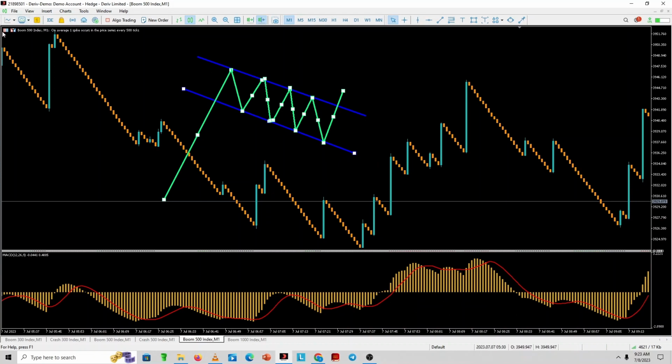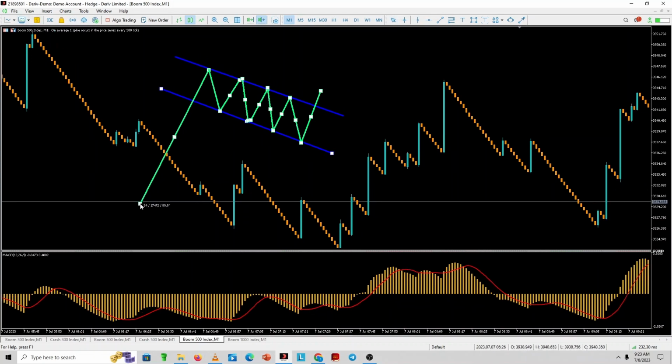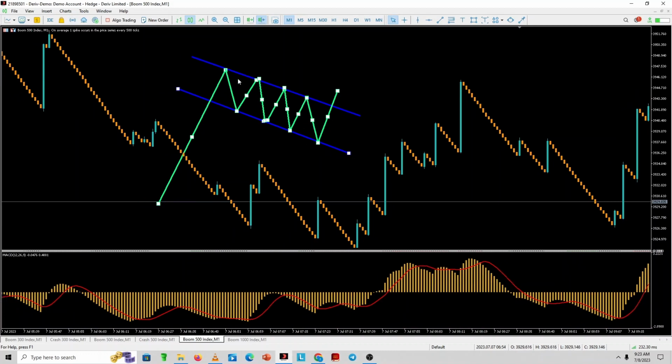Take for example here, we're having Boom 500 index. Let's say we already have a market that is pushing upwards. We have seen that it is going upwards, but later on it enters into a correction phase. The moment the pressure or the momentum comes back again, this is the point where you're going to see the spikes coming out of this structure.